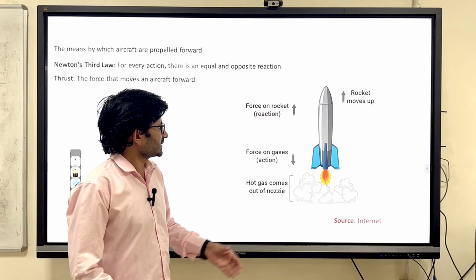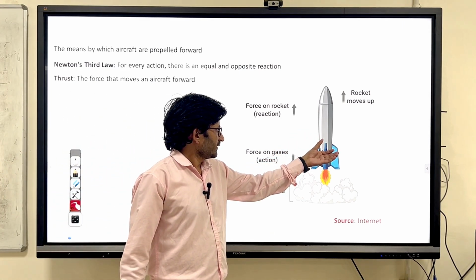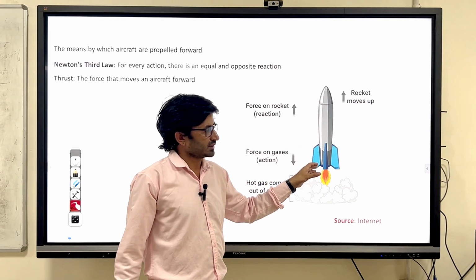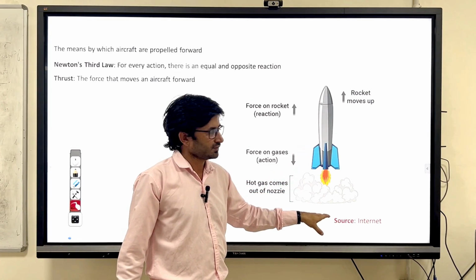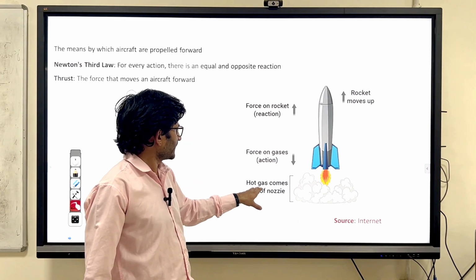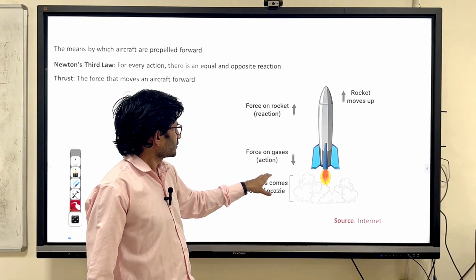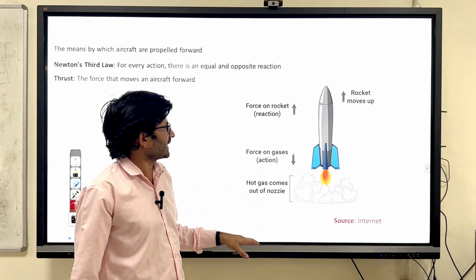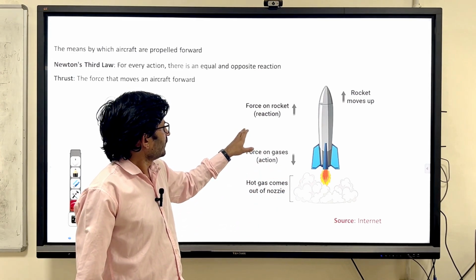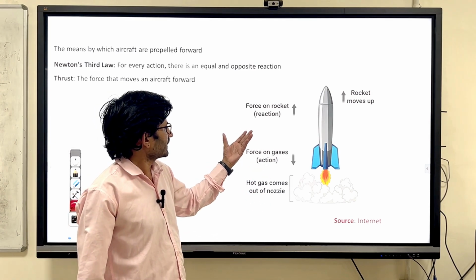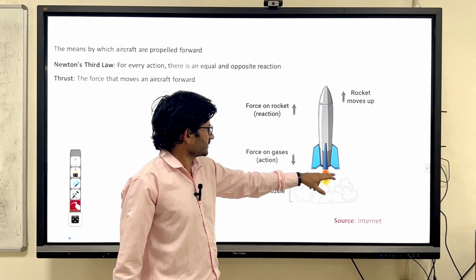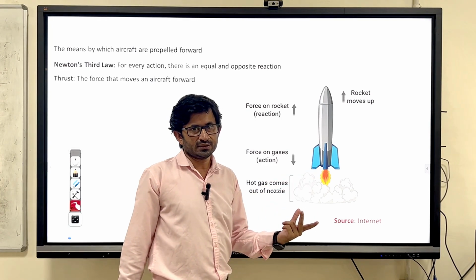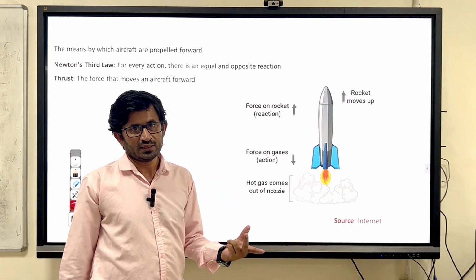For example, this is a rocket. By burning of the fuel and oxidizer, the hot gas is coming through the nozzle, right? So the force on the gases will be called an action, and the force on the rocket will be the reaction. This part is action and what you are getting is a reaction. So thrust is a reaction force.